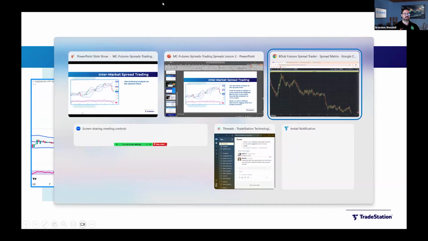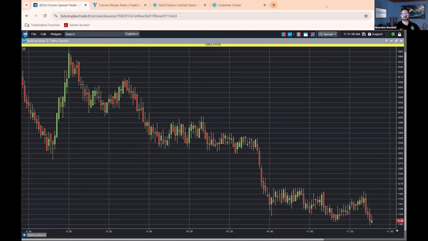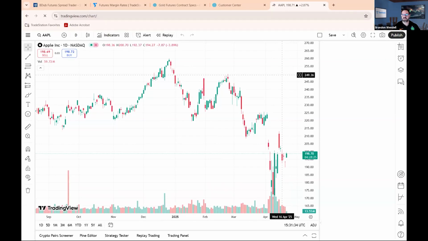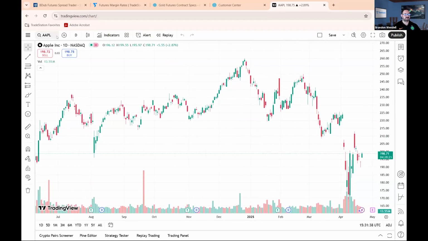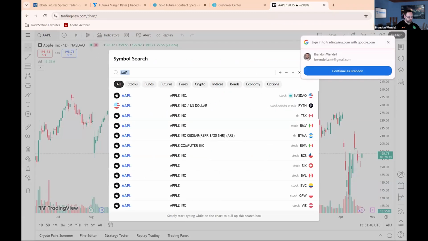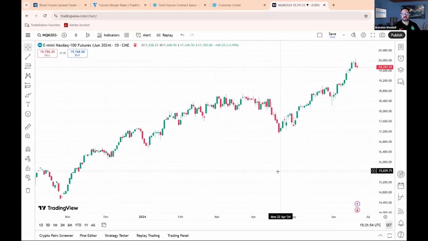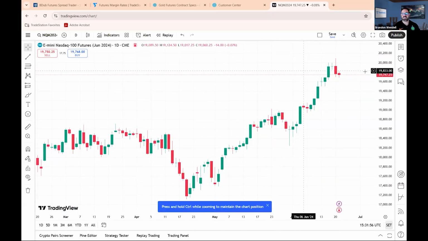If I go back again, I'll use TradingView as an example because I can. I think I'm just on a free chart right now. I don't think I logged in, but that's okay. I don't need to. So if we're looking again, I'll just use NASDAQ as an example, NQ 2024. I'm just going to keep this on the basic chart for right now. There is the NASDAQ, and you can see the market price for the NASDAQ.